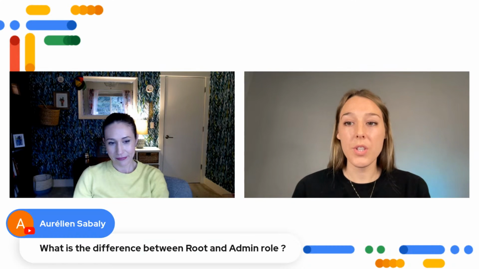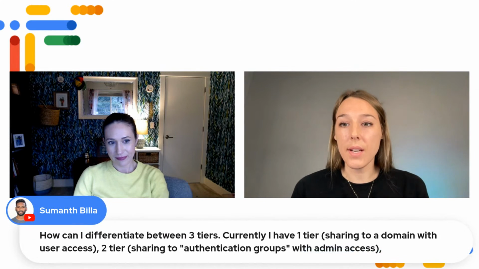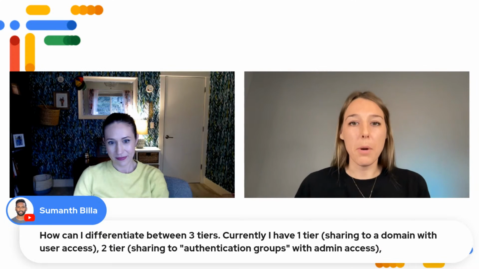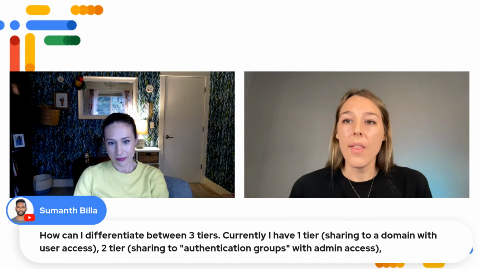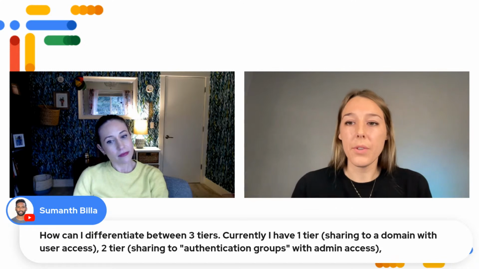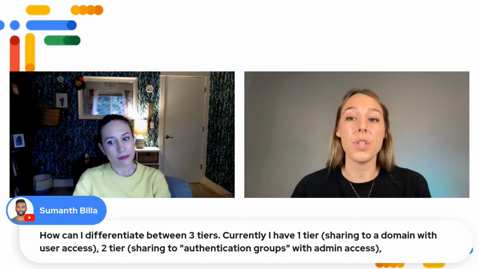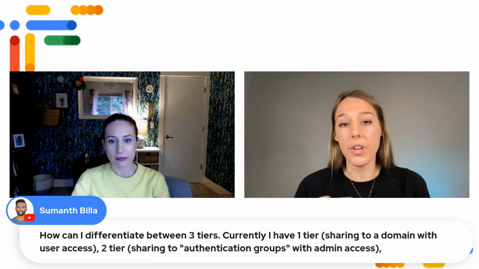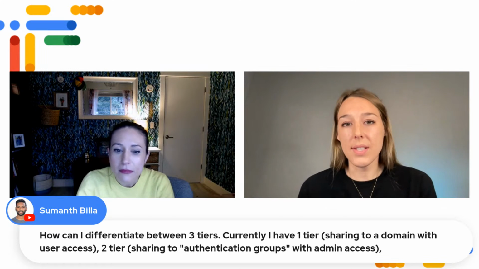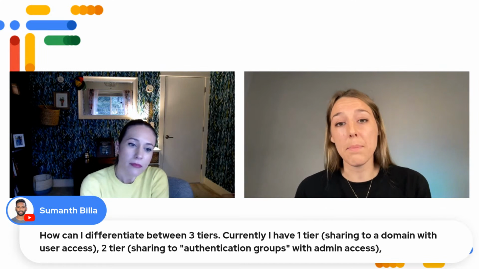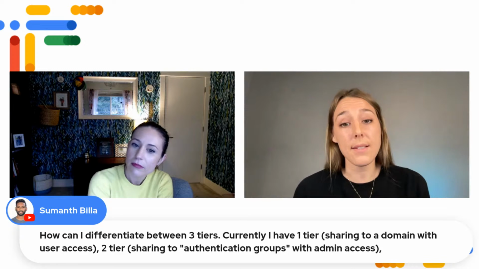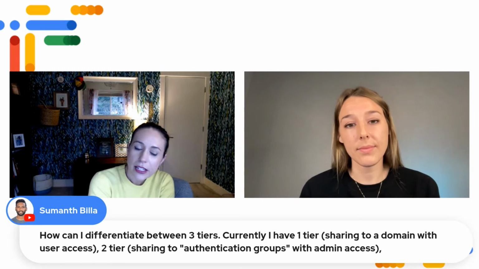Okay, this question is a little bit more around user permissions. Prior to this question, they were saying that they are trying to create security filters on specific views to let certain users have access to the full app, with others having limited access. So this is a question around differentiating between different user access. How can I differentiate between 3 tiers?